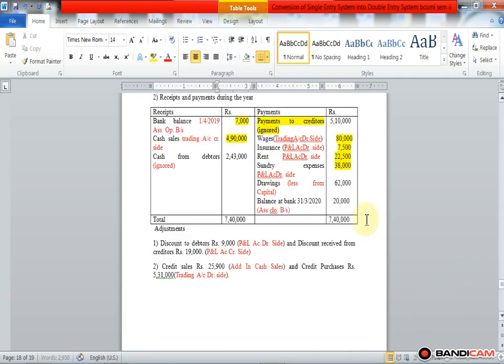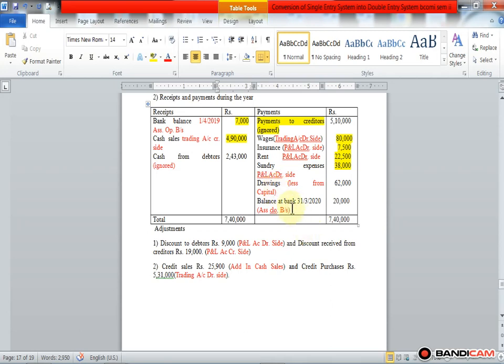Okay, so here we transfer all the expenses to their respective accounts. Wages, a direct expense, is transferred to the trading account. Insurance, rent and sundry expenses are operating expenses and are transferred to the debit side of the profit and loss account. Drawing is deducted from capital, but capital is missing. So first of all find out the capital, then we deduct the drawing from capital.